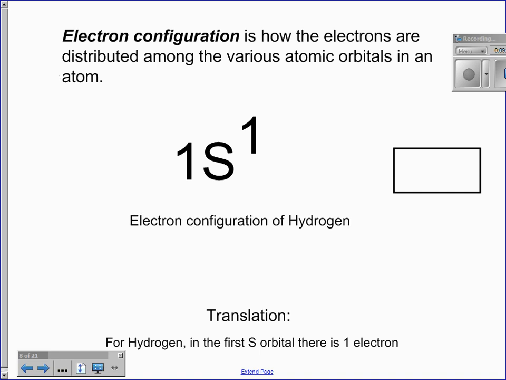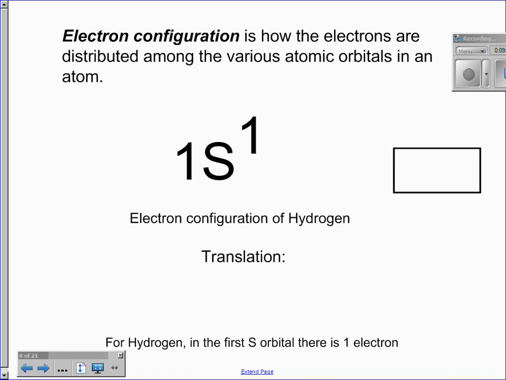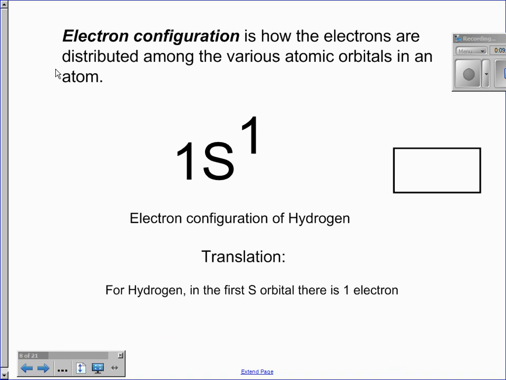So what this translates to, for hydrogen, there is 1 single electron located.